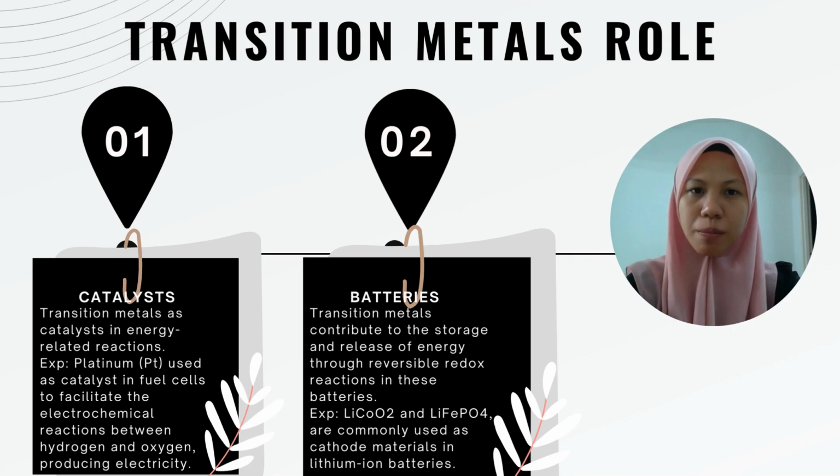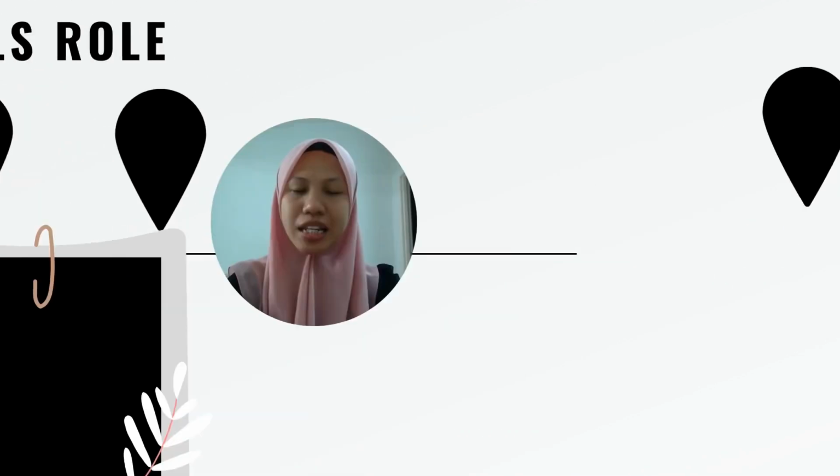For example, platinum (Pt) is used as a catalyst in fuel cells to facilitate the electrochemical reaction between hydrogen and oxygen to produce electricity. Next, electron transfer. Transition metals can easily transfer electrons, making them valuable in energy storage and conversion devices. In batteries, transition metal compounds such as those in lithium-ion batteries enable the reversible transfer of electrons between the positive and negative electrodes, storing and releasing energy.